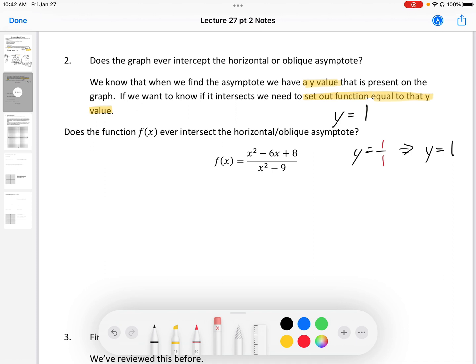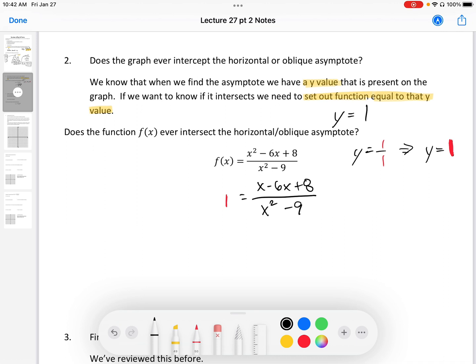So if I want to see whether this thing intersects, I'm going to take that 1 from y equals 1 and plug it in for my y value, which is just my f of x. So instead of f of x or y equals, it's going to be 1 equals x squared minus 6x plus 8 over x squared minus 9.